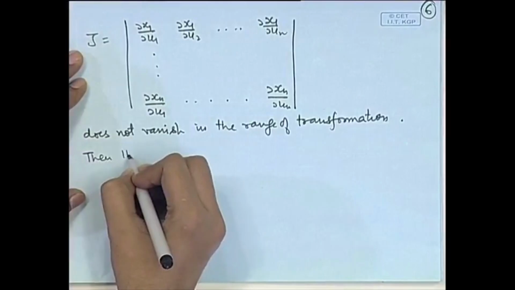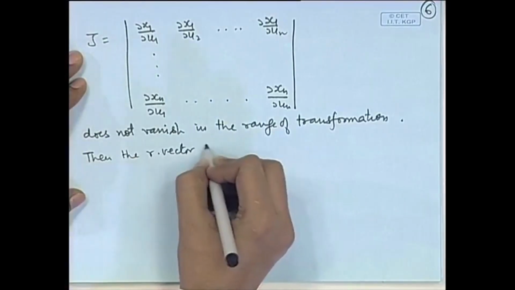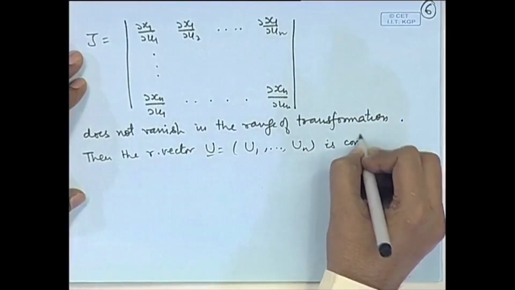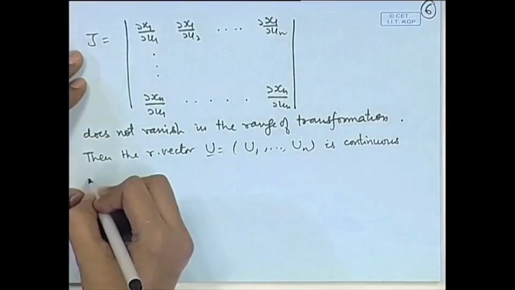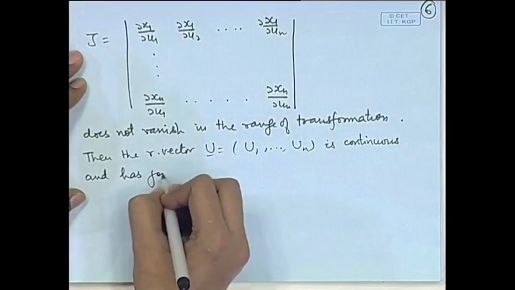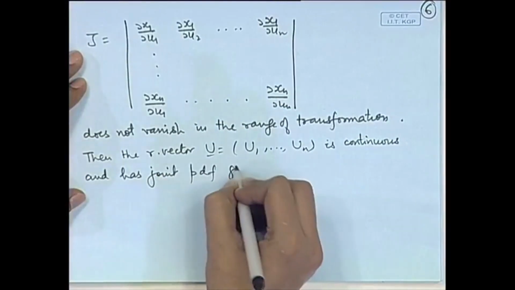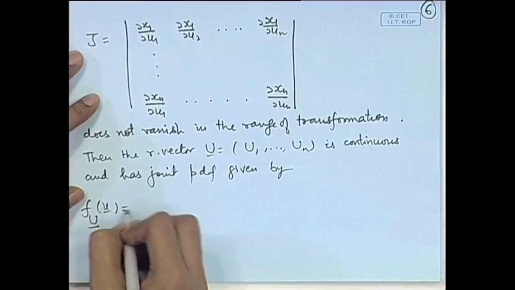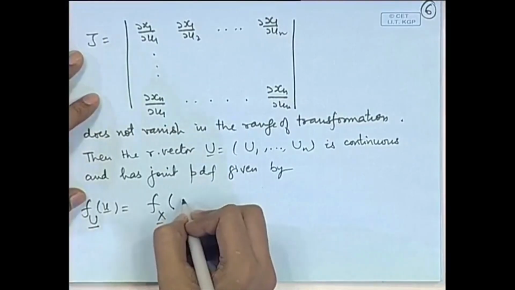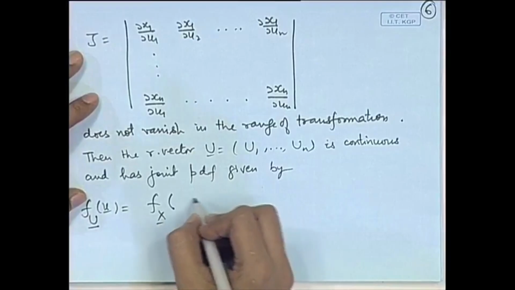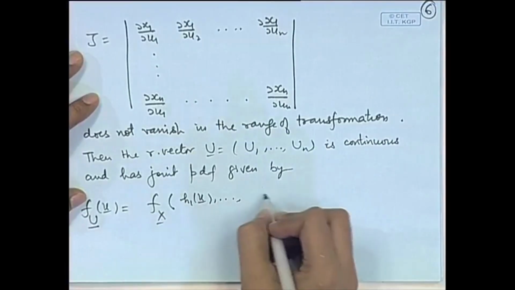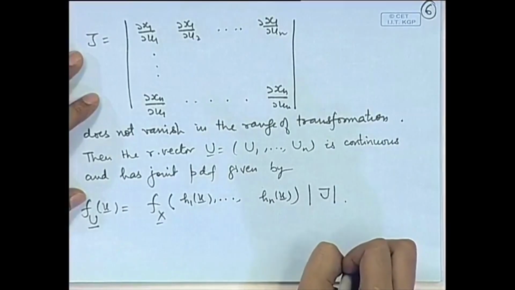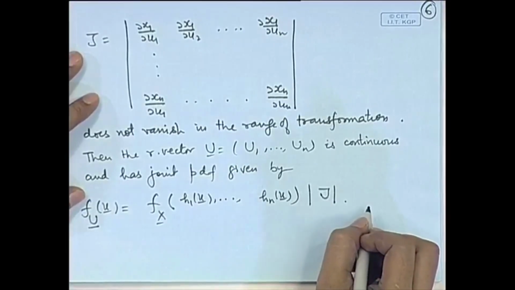Then the random vector U = (U1, U2, ..., Un) is continuous and has joint PDF given by f_U(u) = f_X, where in place of x1, x2, ..., xn we replace h1(u), h2(u), ..., hn(u), multiplied by the absolute value of the Jacobian over the range of the transformation.